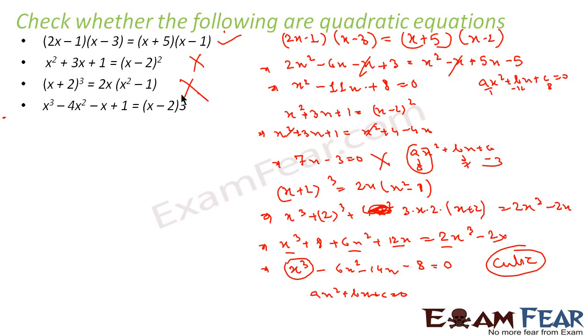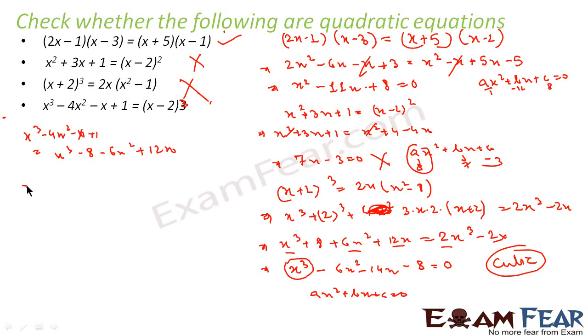x cube minus 4x square minus x plus 1 is equal to x minus 2 whole cube. This is whole cube actually. Let's solve this also. This becomes x cube minus 4x square minus x plus 1 is equal to x minus 2 whole cube, which is nothing but x cube minus 2 cube, that is 8, minus 6x square plus 12x. This is the general formula which I have used.